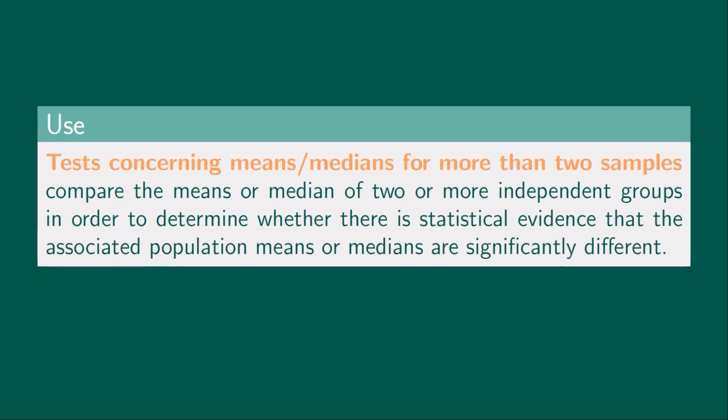Test concerning means or medians for more than 2 samples. Compare the means or median of 3 or more independent groups in order to determine whether there is statistical evidence that the associated population means or medians are significantly different. These are useful in the following situation.